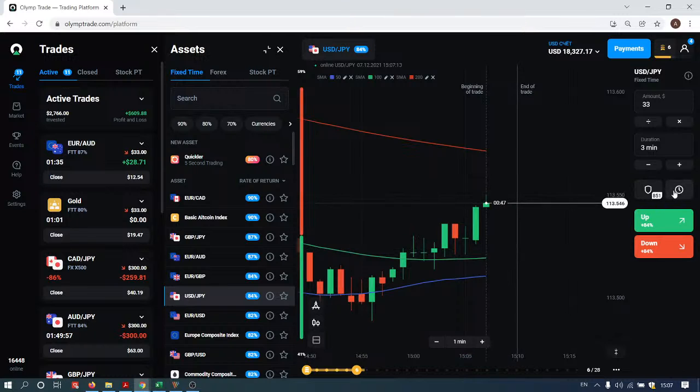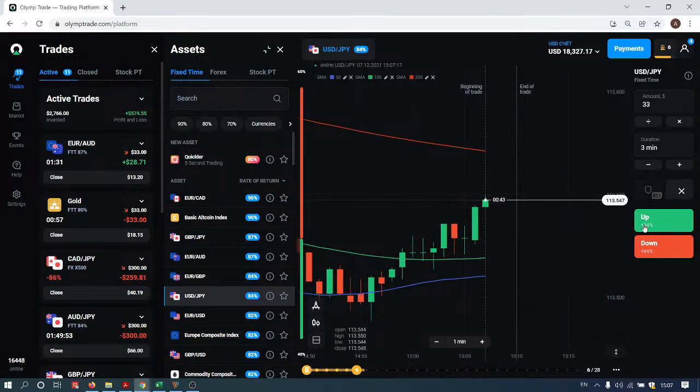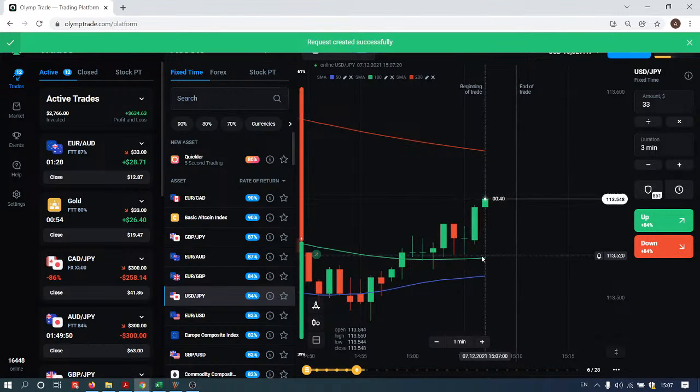So let me set a pending order close to this green line, the 100 simple moving average.